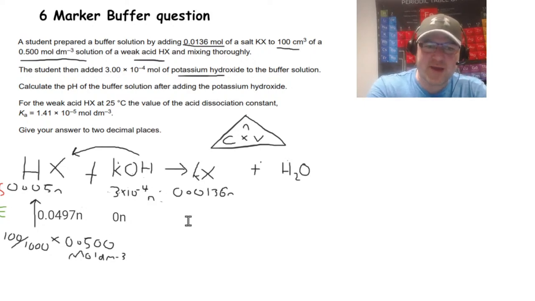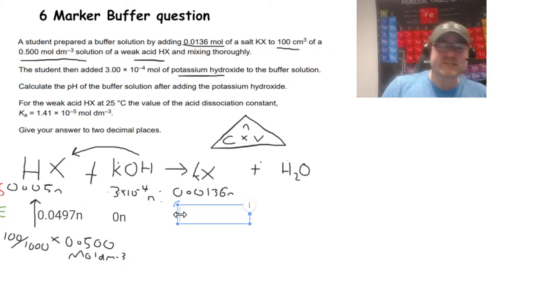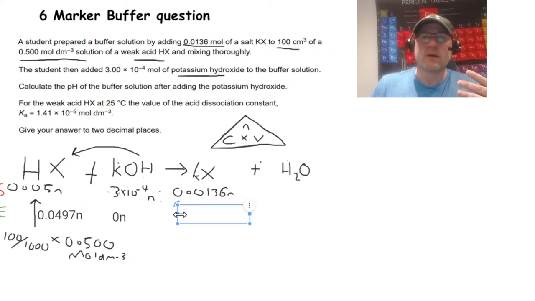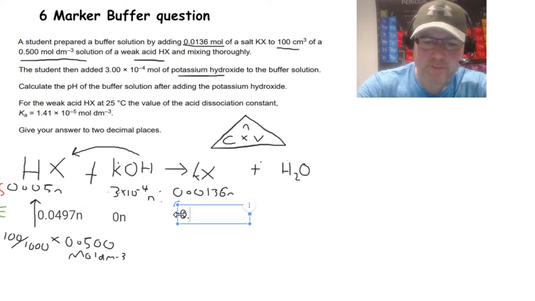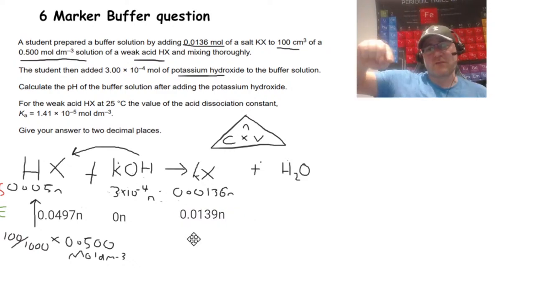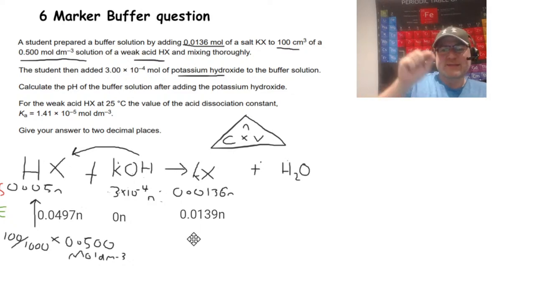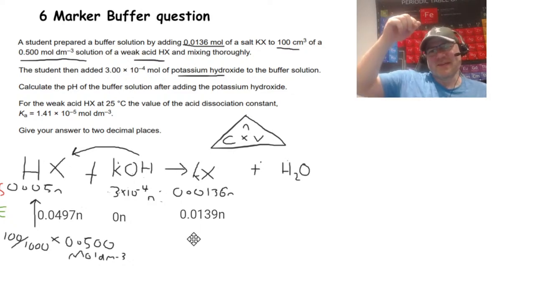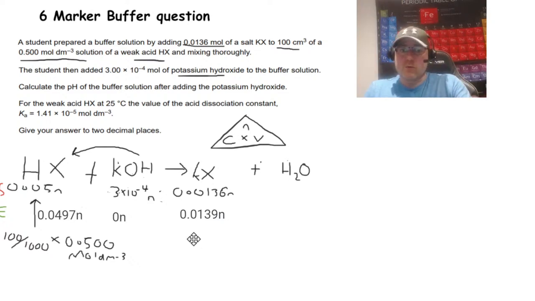How much salt will I have then? Well, we already had 0.0136 moles of salt. So how many extra moles of salt have been formed from the hydroxide that we added? Well, 3 times 10 to the minus 4. So I need to do 0.0136 and add 3 times 10 to the minus 4, and that's gone to 0.0139, because we've added 0.00003 moles of KX.